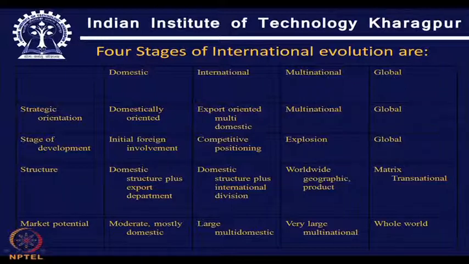In market potential, the domestic organization is moderate, mostly domestic. In international, it is large, multi-domestic. It is multinational, very large multinational, and in global, it is very global, that is the whole world. These are the four stages of international evaluation.